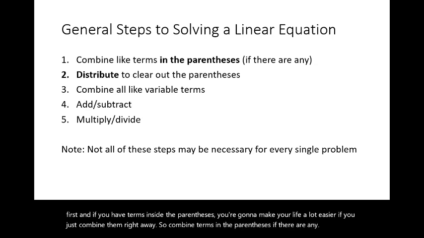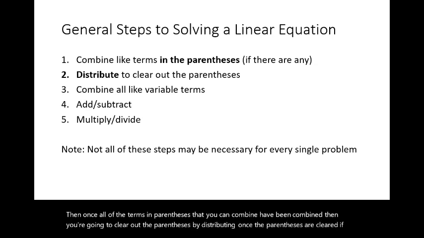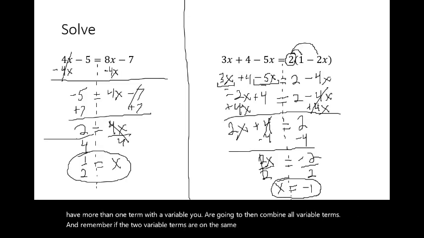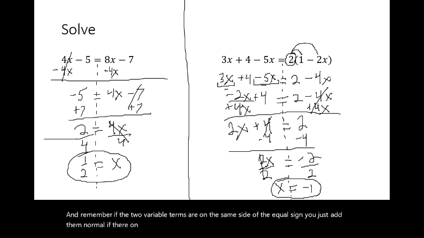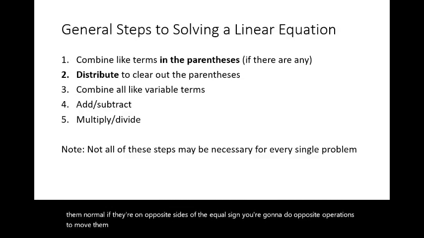Then, once all of the terms in parentheses that you can combine have been combined, you're going to clear out the parentheses by distributing. Once the parentheses are cleared, if you have more than one term with a variable, you are going to combine all like variable terms. And remember, if the two variable terms are on the same side of the equal sign, you just add them like normal. If they're on opposite sides of the equal sign, you're going to do opposite operations to move them all to one side or the other.